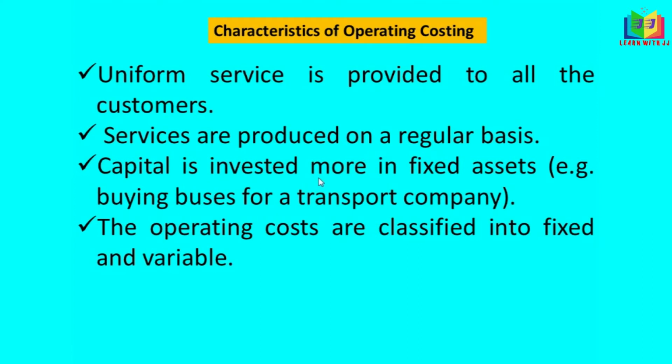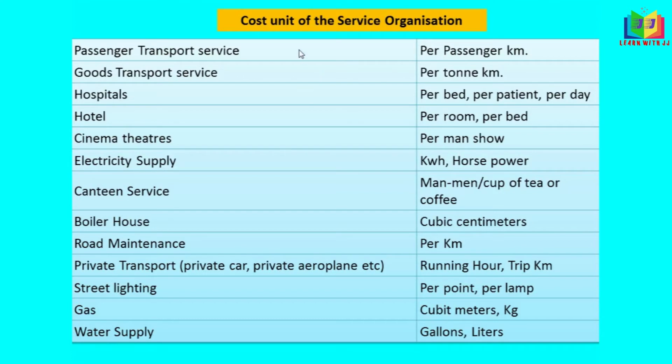Capital is invested more in fixed assets. In operation costing, the capital is invested in fixed assets. For example, a transport company will buy buses or other vehicles. Most of the capital is invested in fixed assets. The operating costs are classified into fixed and variable. And these are the cost units of the service organization.